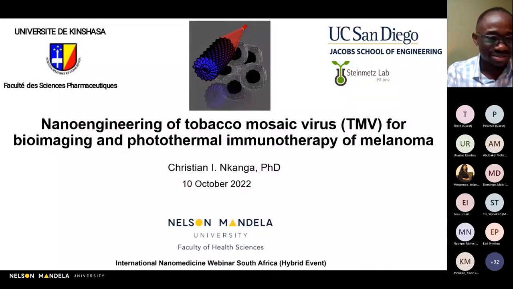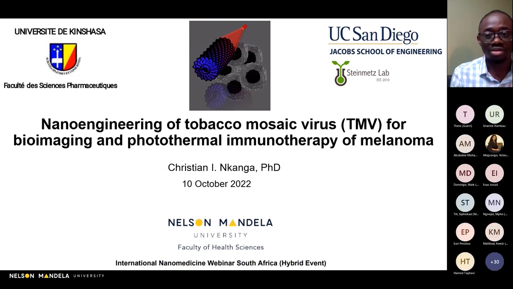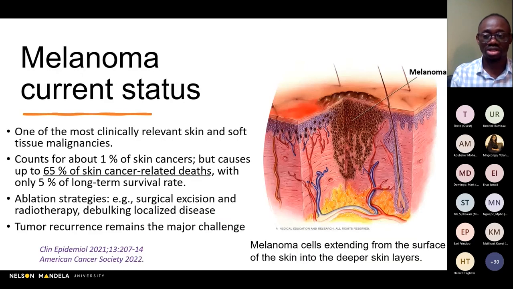And it's actually great to be around and talk about our effort to modify the tobacco mosaic virus as a platform nanotechnology for the design of photothermal immunotherapeutic agents. In this case, we're talking about melanoma treatment, but it's a platform that we have developed in the past, and we already started for bioimaging capabilities when we studied the biodistribution and the pharmacokinetics of the system. But in this presentation, I will be focusing essentially on the melanoma treatment.